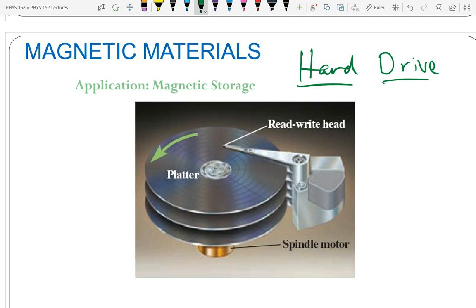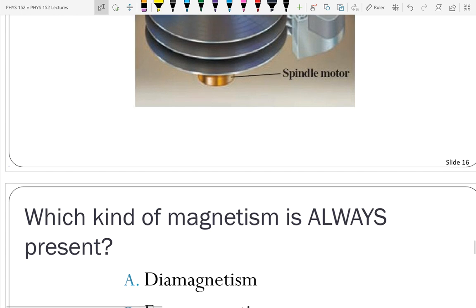Of course, these days we're moving to solid state hard drives. And so the SSD is a different technology. It makes me sad when we move away from our classic examples.